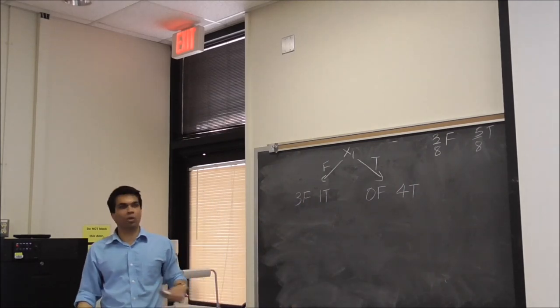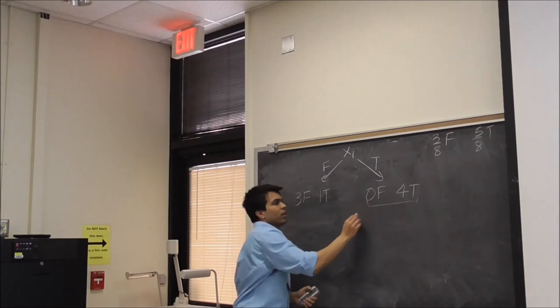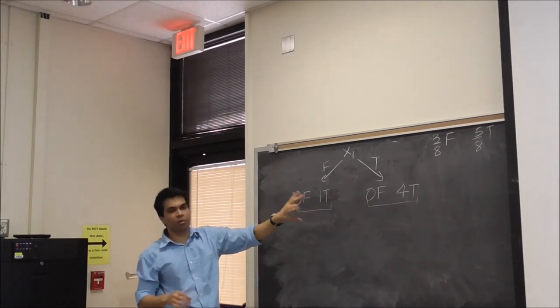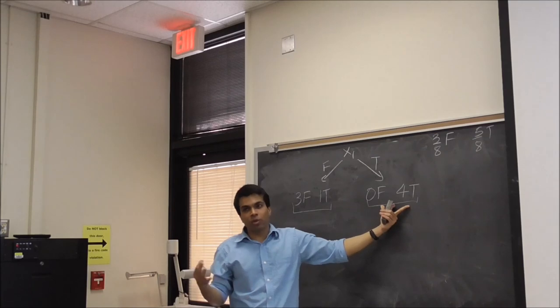Right? So this is what we were talking about, that splitting on x1 seems to result in your data set becoming simpler on both sides. You know what to do here. Majority vote tells you to predict false. This one, majority vote, you should have strong confidence on.